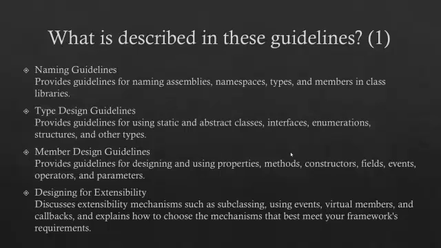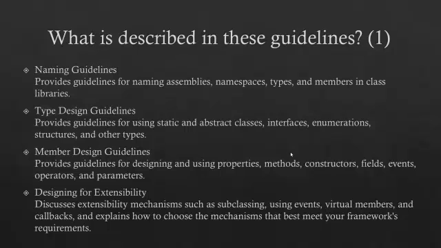The type design guidelines are also described and they provide guidelines for using static and abstract classes, interfaces, enumerations, structures, and other types. So when do you use a class? When do you use a struct? When do you create a static class? Then we have the member design guidelines.